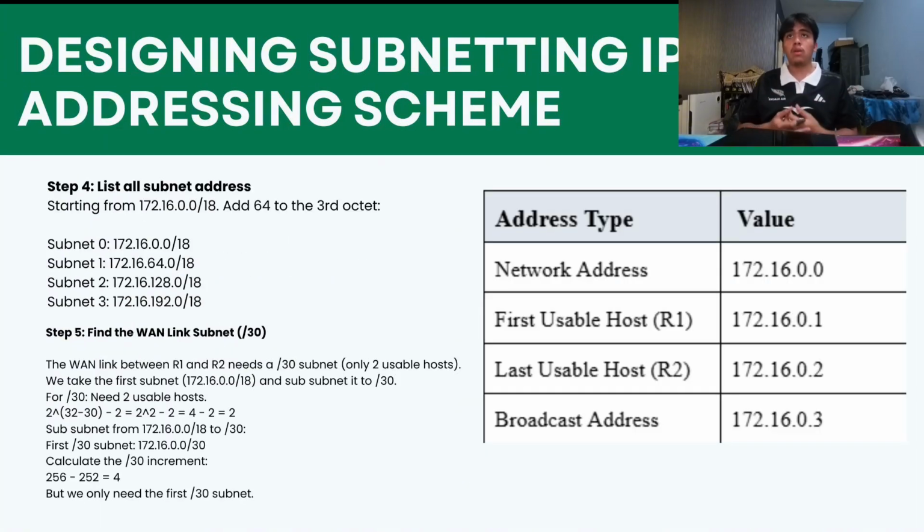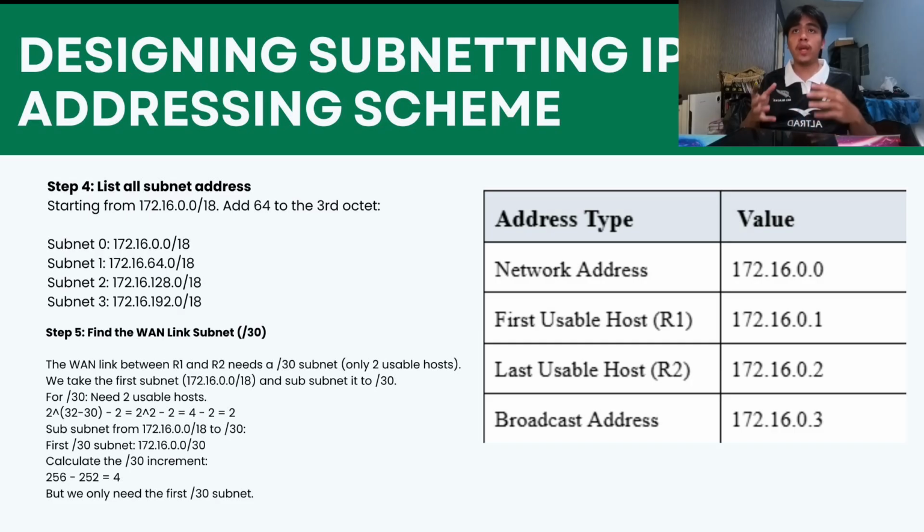For step 4, we need to list all the subnet addresses starting from 172.16.0.0/18, and we add 64 to the third octet each time. Our first subnet, subnet 0, is 172.16.0.0/18, and our second subnet, subnet 1, is 172.16.64.0/18. Subnet 2 is 172.16.128.0/18, and our last subnet, subnet 3, is 172.16.192.0/18.